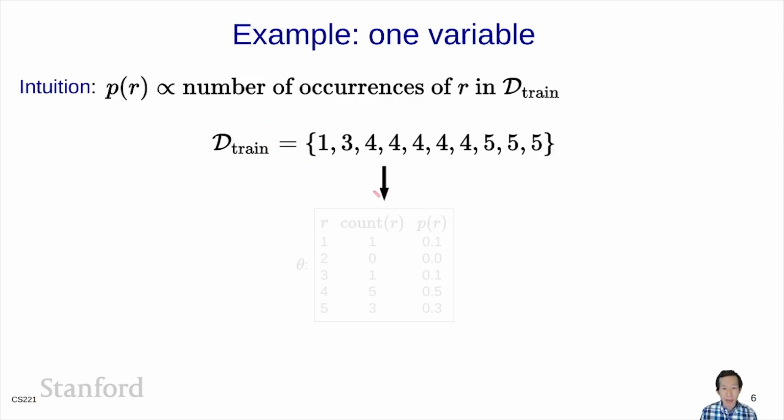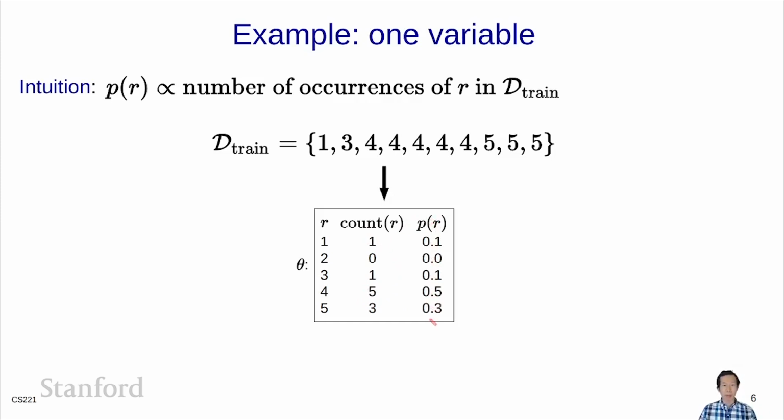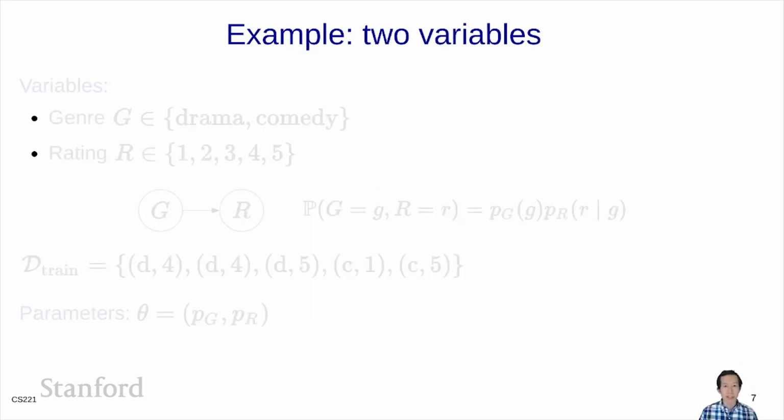So here's the training data, and the parameters are this probability table. So we're going to see a lot of these over the course of the next few slides. So for every rating, I'm going to count the number of times it shows up. 1 shows up once, 2 shows up 0 times, 3 shows up once, 4 shows up 5 times, and 5 shows up 3 times. And now I'm just going to sum up all the counts. That gives me 10. And I'm going to normalize to get my probabilities. And that's the probability estimate. That's it. Count and normalize. Okay, so let's level up a little bit and talk about two variables.